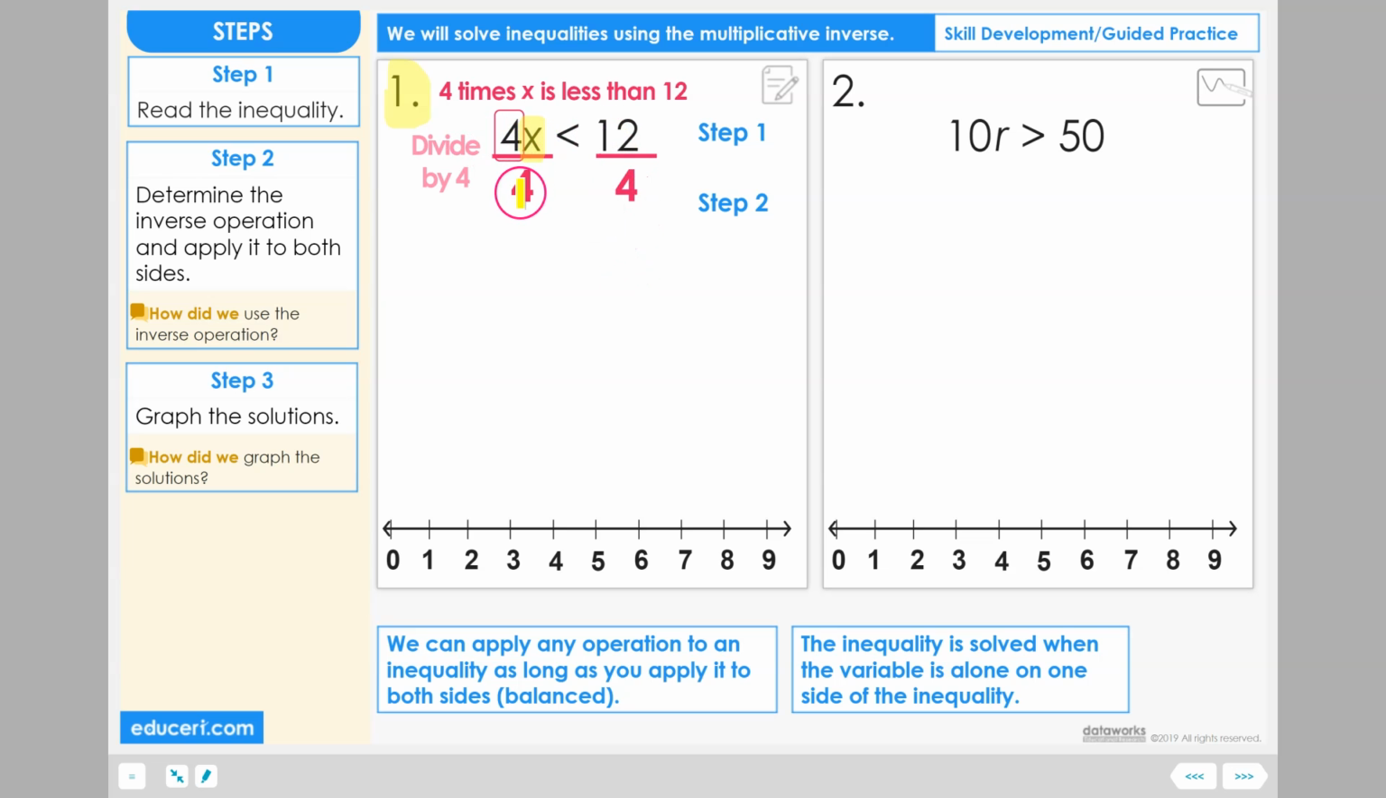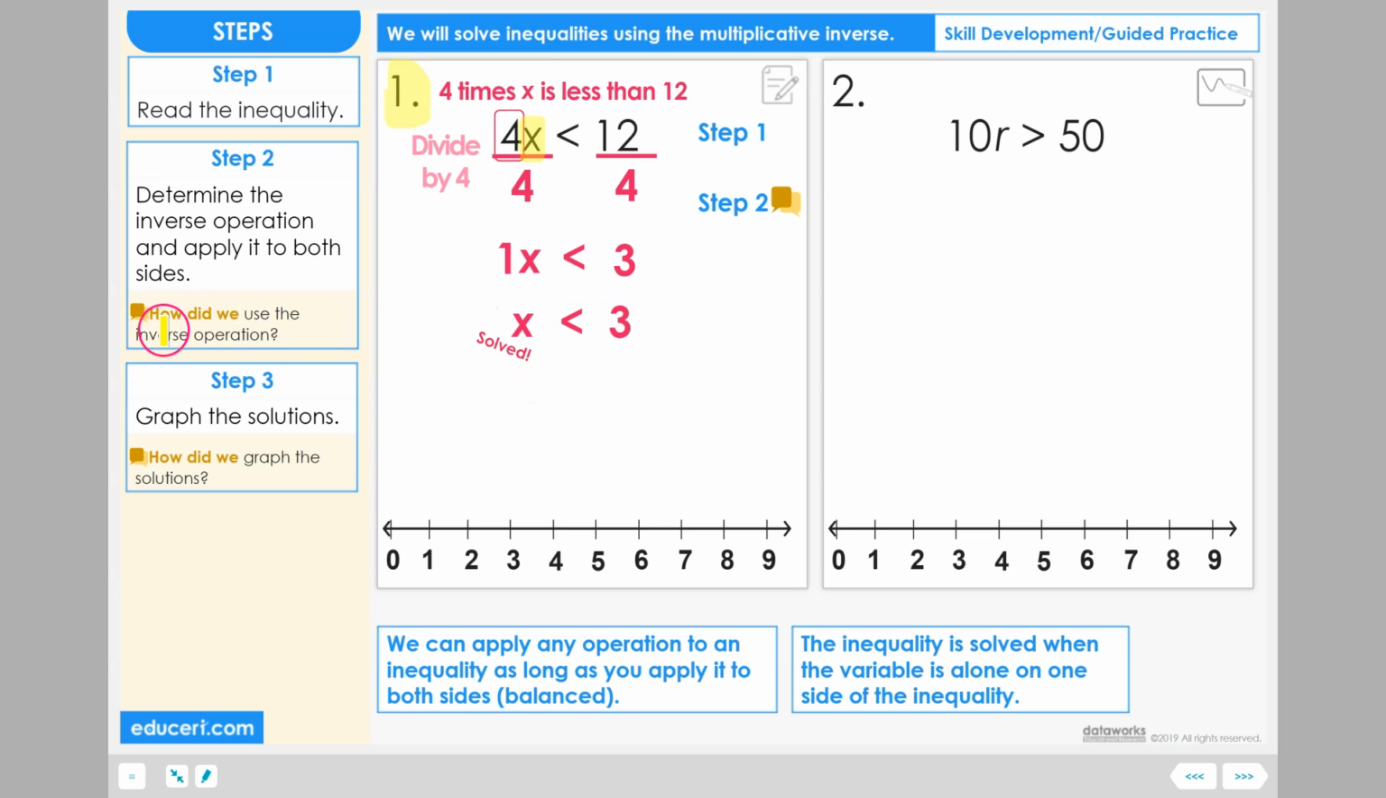And 4x divided by 4 equals 1x, or just x. And we are still less than 12 divided by 4 equals 3. So 1x is less than 3. 1x is the same as x, so our solved inequality is x is less than 3.